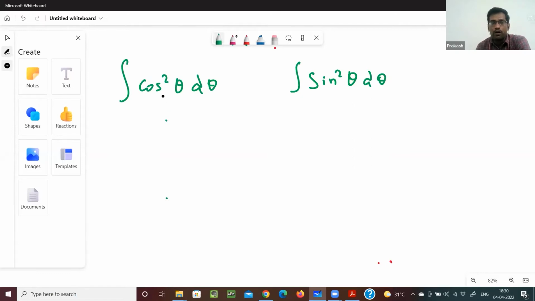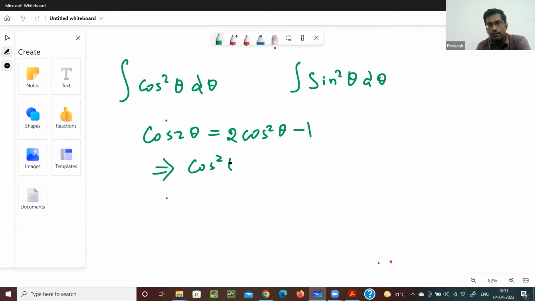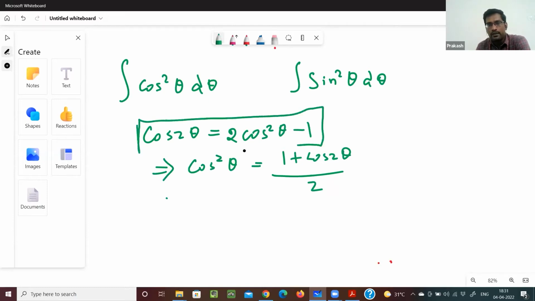We already know one formula for cos square theta. cos 2 theta is nothing but 2 into cos square theta minus 1. From this, we can evaluate cos square theta. So cos square theta is nothing but 1 plus cos 2 theta divided by 2. If you know this identity, then this integral we can easily evaluate. Otherwise, it is a problem.